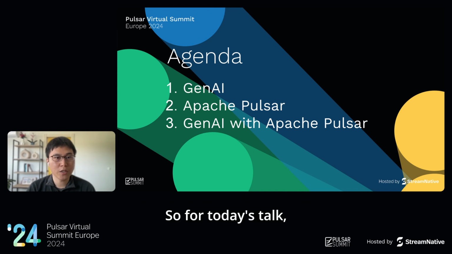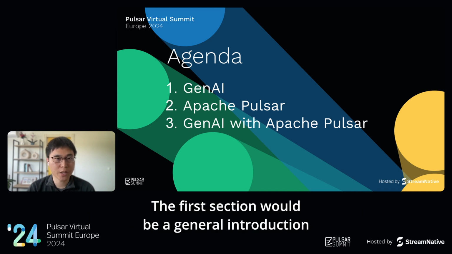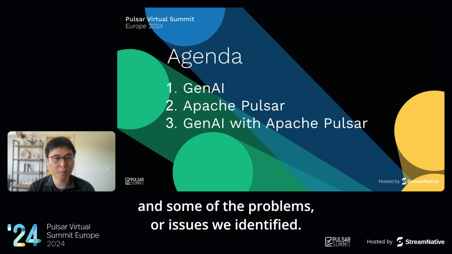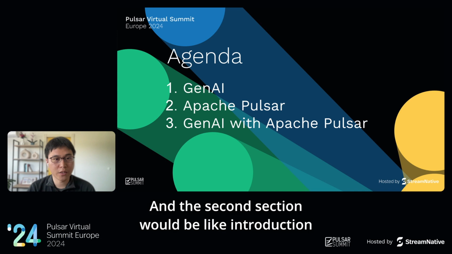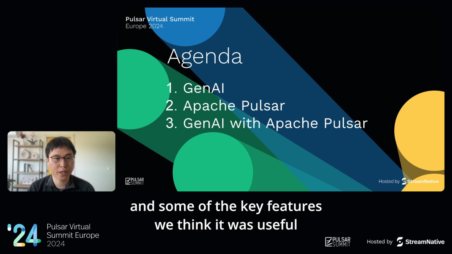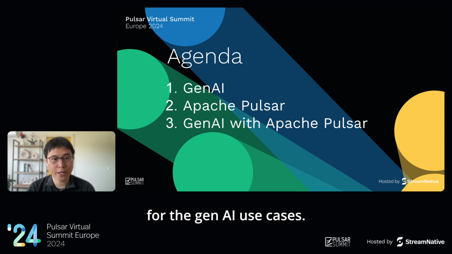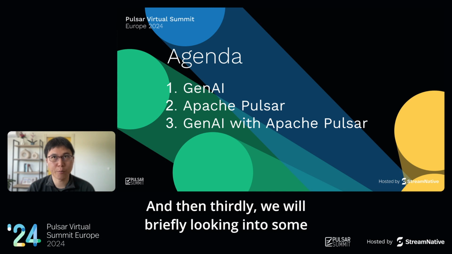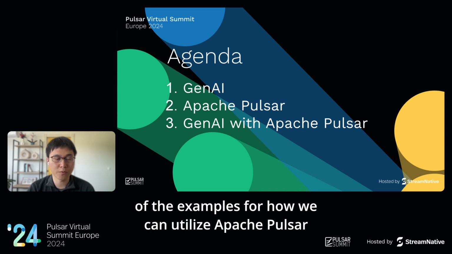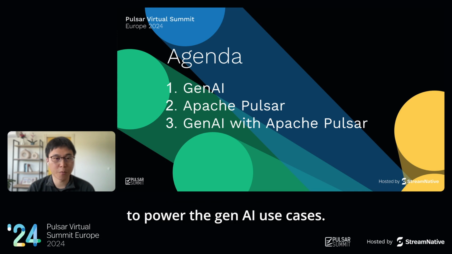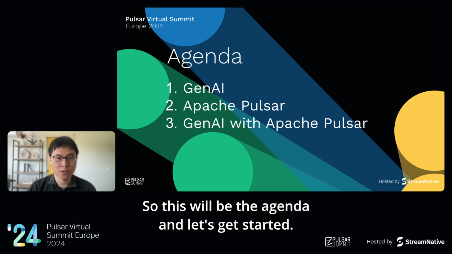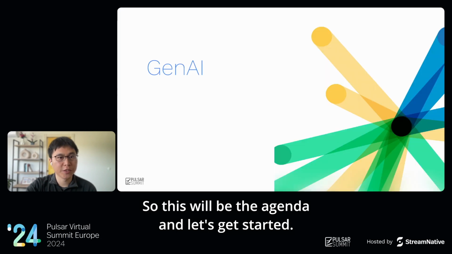For today's talk, the agenda is roughly divided into three big sections. The first section is a general introduction and investigation of GenAI and some of the problems or issues we identified. The second section is an introduction to the Apache Pulsar project and some of the key features we think are useful for GenAI use cases. And thirdly, we will briefly look into some examples of how we can utilize Apache Pulsar to power GenAI use cases. So this is the agenda, and let's get started.